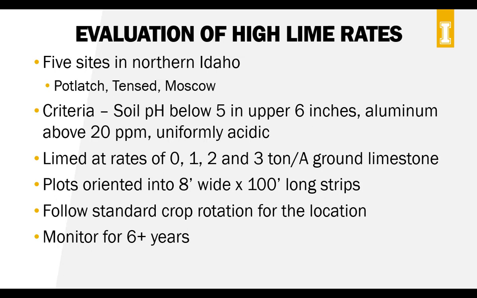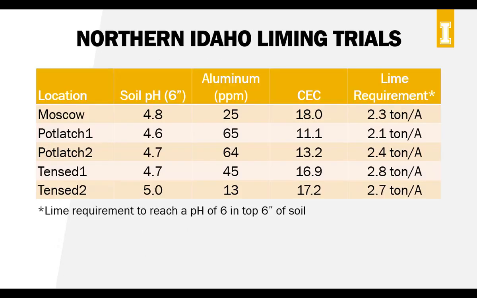So we selected a number of locations in the Potlatch, Tensed, and Moscow areas. We wanted fields that had a soil pH near or below 5 in the top 6 inches. We wanted some free aluminum in the soils, ideally above 20 ppm. And we wanted them to be uniformly acidic. We applied 1, 2, and 3 ton rates using ground limestone that we sourced from the Camas Prairie. And then we followed these rotations over 4 years. So we're starting into our 4th year. But the intent is these are going to be long-term studies.